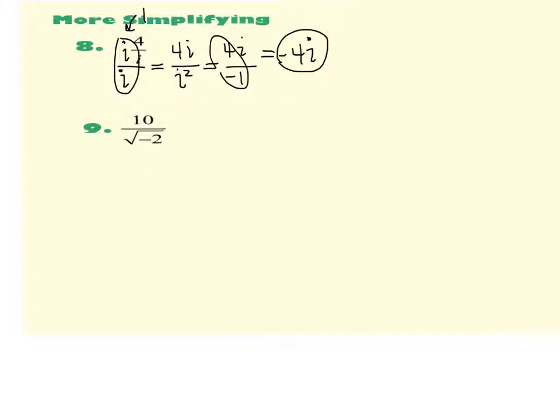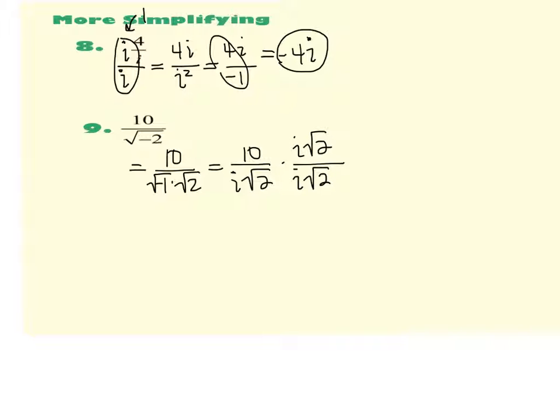So same idea here. This is 10 over, and if I go ahead and write this as an imaginary number, it's the square root of negative 1 times the square root of 2. So that's i root 2. So we need to go ahead and get the radical and the imaginary i out of the denominator. To get i out of the denominator, I need i. To get root 2 out of the denominator, I need root 2. Whatever you do to the denominator, you have to do to the numerator.